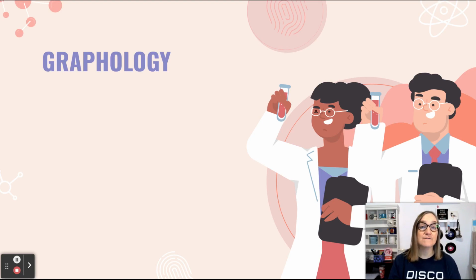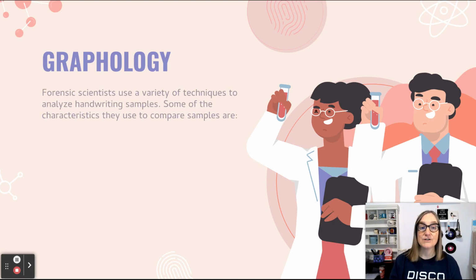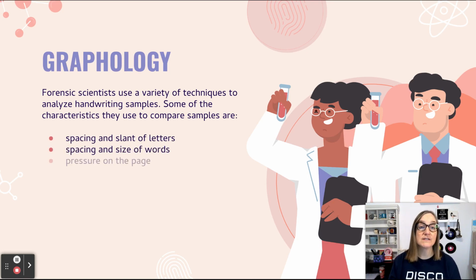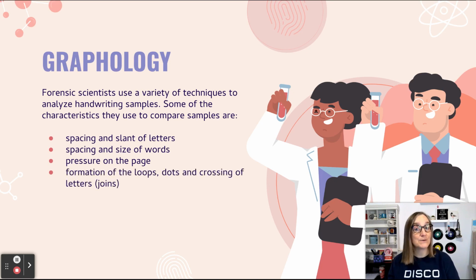Graphology is the analysis of the different components of a sample of handwriting. Some of the indicators used in comparing handwriting samples are the spacing and slant of the letters, the spacing of the words, the pressure on the page, how hard are you pushing, and the formation of the loops in letters such as lowercase and capital L, O, especially in cursive handwriting, F, P, especially in cursive handwriting, and lowercase and capital B, again, mostly in cursive writing is where we see those loops.